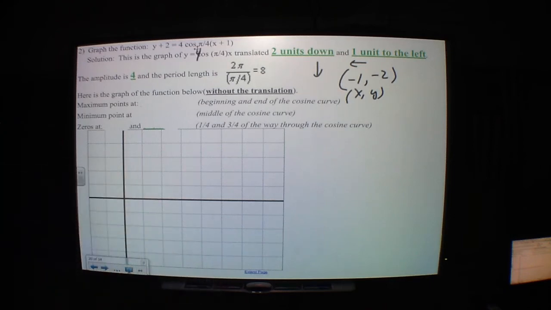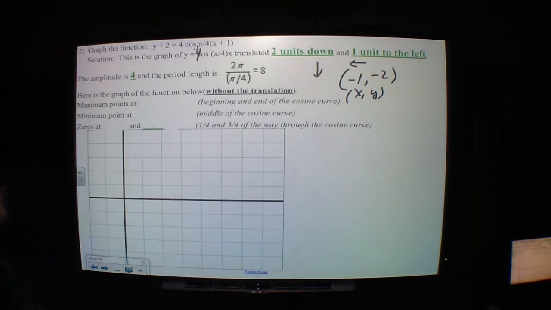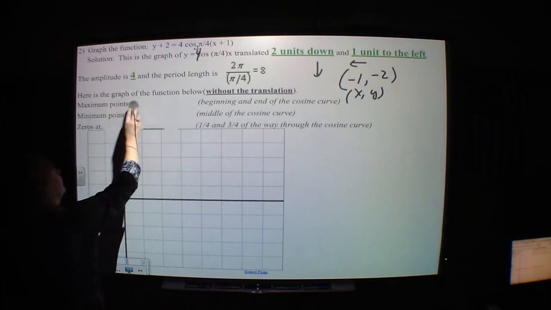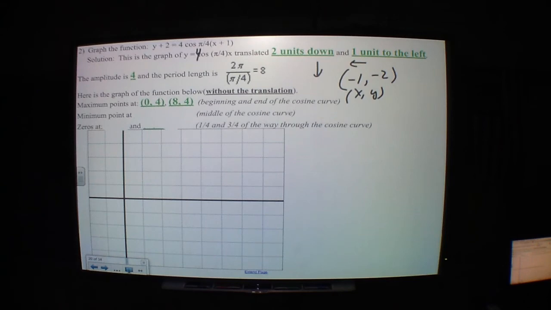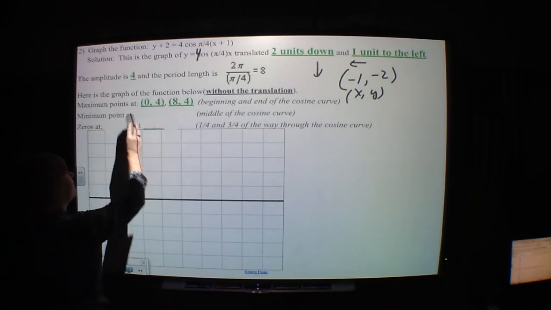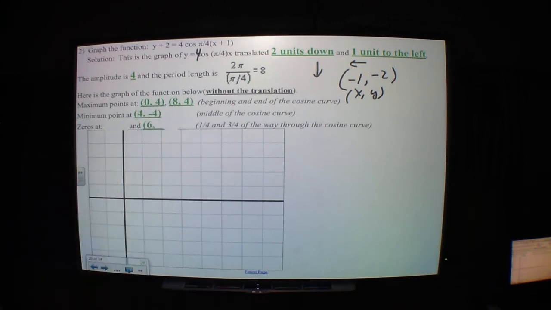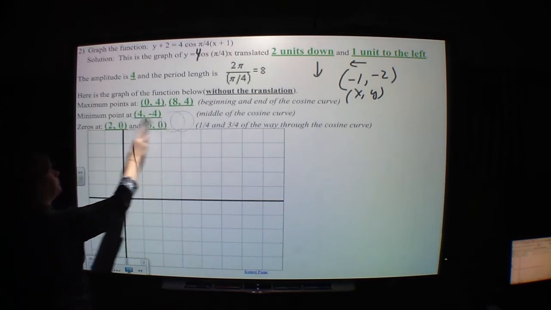Beginning and end are usually my maximums, and they're still my maximums because the amplitude is 4, but it has a plus 4 in front of it, not a negative 4. So beginning and end are my maximum points, at 0, 4 and 8, 4. Minimum is halfway through, so half of 8 is 4, so at 4, negative 4 is my minimum. A quarter of the way through, so 1/4 of 8 is 2, and 3/4 of the way through, so 3/4 of 8 is 6, I'm at my zeros.